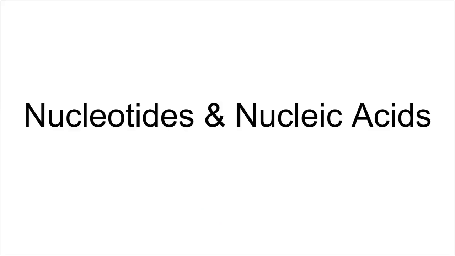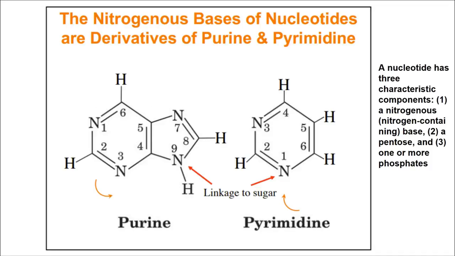Hello class. So this lecture is on nucleotides and nucleic acids. As far as nucleotides, there are three basic components to it. One, the nitrogenous base, two, a pentose, which is a carbohydrate, and then last but not least, one or more phosphates. As far as the nitrogenous base, there are two derivatives, which are purine and pyrimidine.